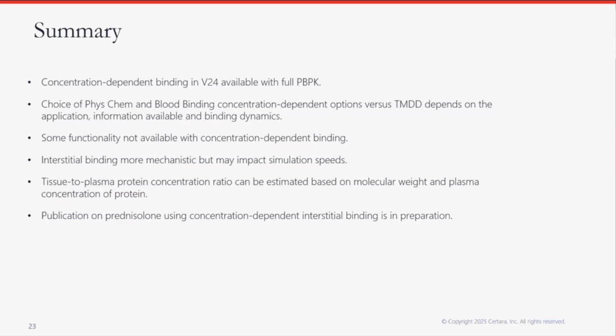Also, there are publications in preparation on prednisolone that use this concentration-dependent interstitial binding and this method for estimating proteins. Prednisolone binds to transcortin, so the transcortin tissue to plasma protein ratios were needed for that publication. So they've been estimated. Hopefully that's published soon, and you can look at that as an example of how to use this concentration-dependent binding.